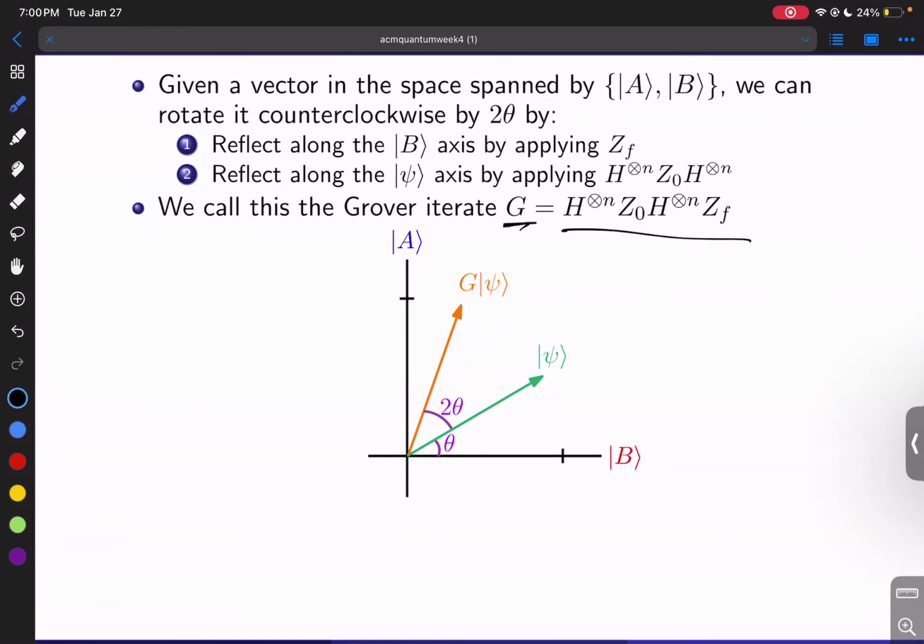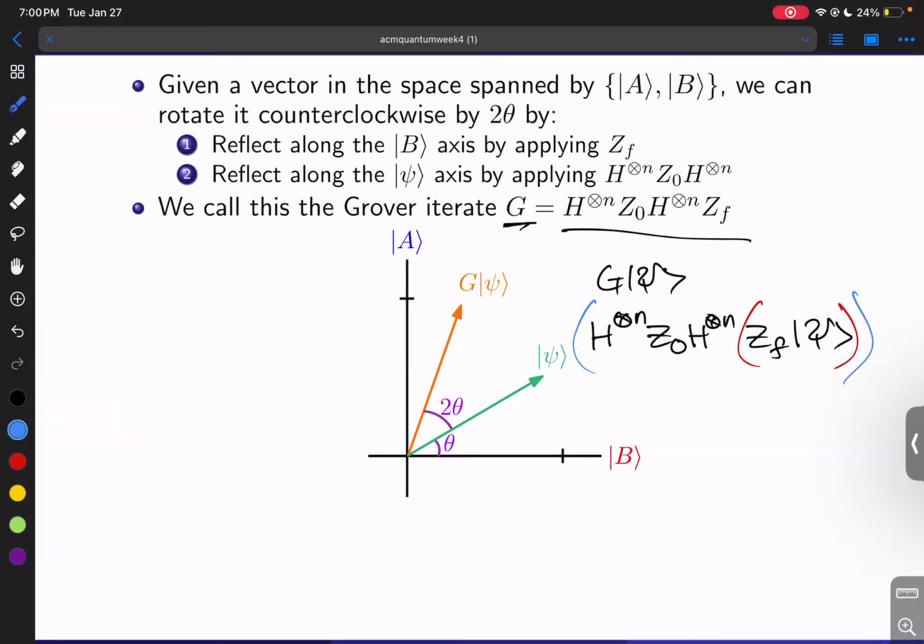So you want to apply ZF first, because if you want to apply G on psi, it's going to be H tensor n, like this, ZF on psi. And because of how applying operators works, this one will be first, which is a reflection along B, and then you'll reflect along psi. Also, in the notebook, this psi is called H because it's a uniform superposition, but it's the same thing.